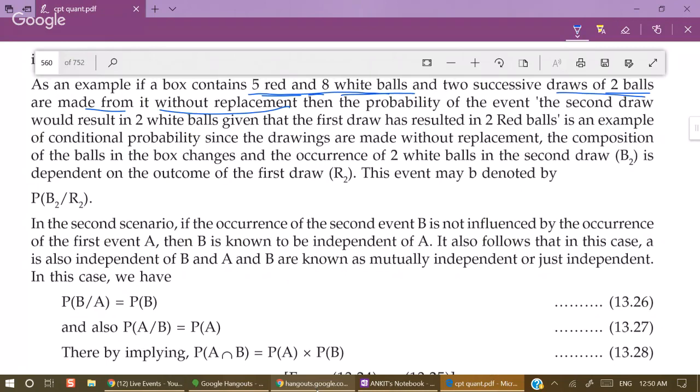Now if we make another draw, the probability still remains the same, which was the case in the first draw.